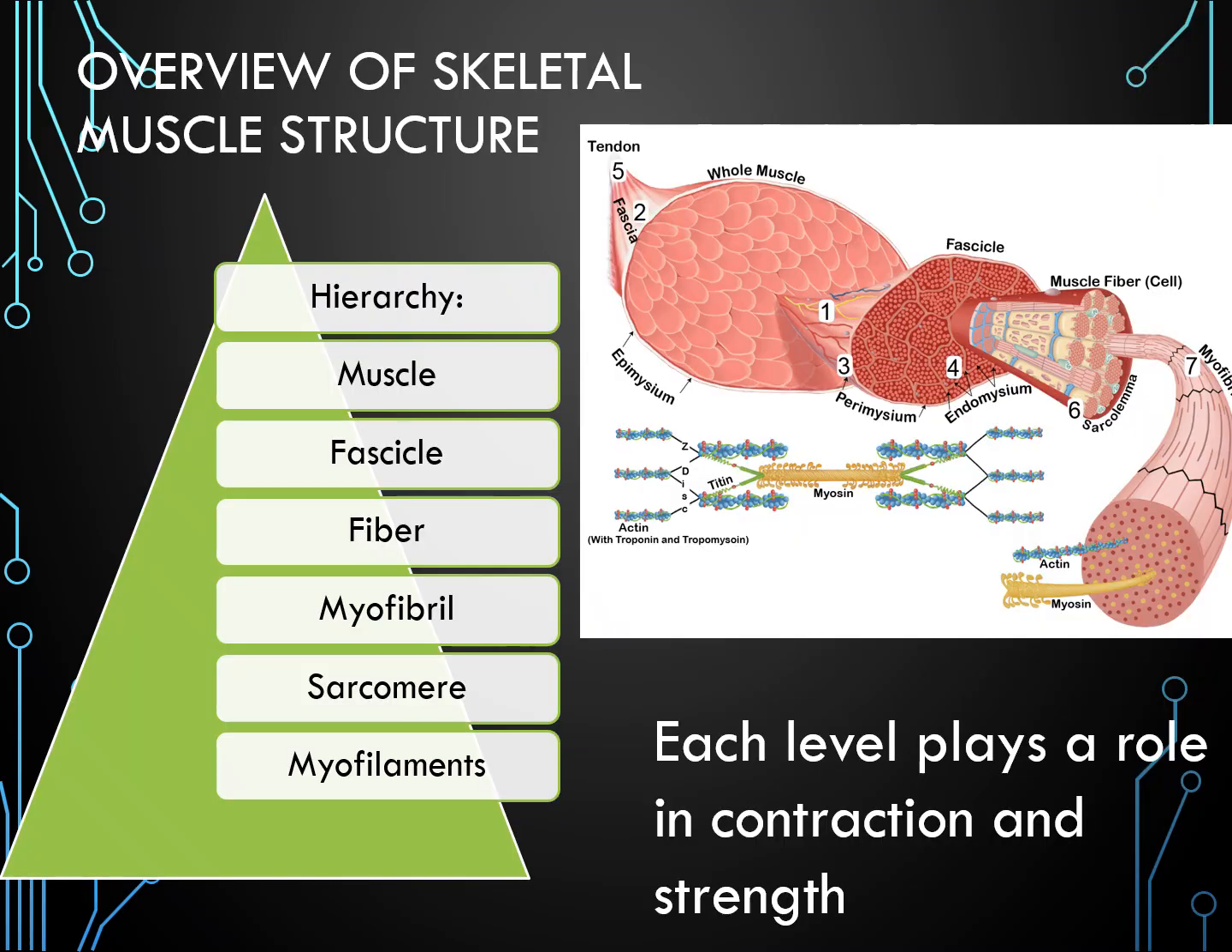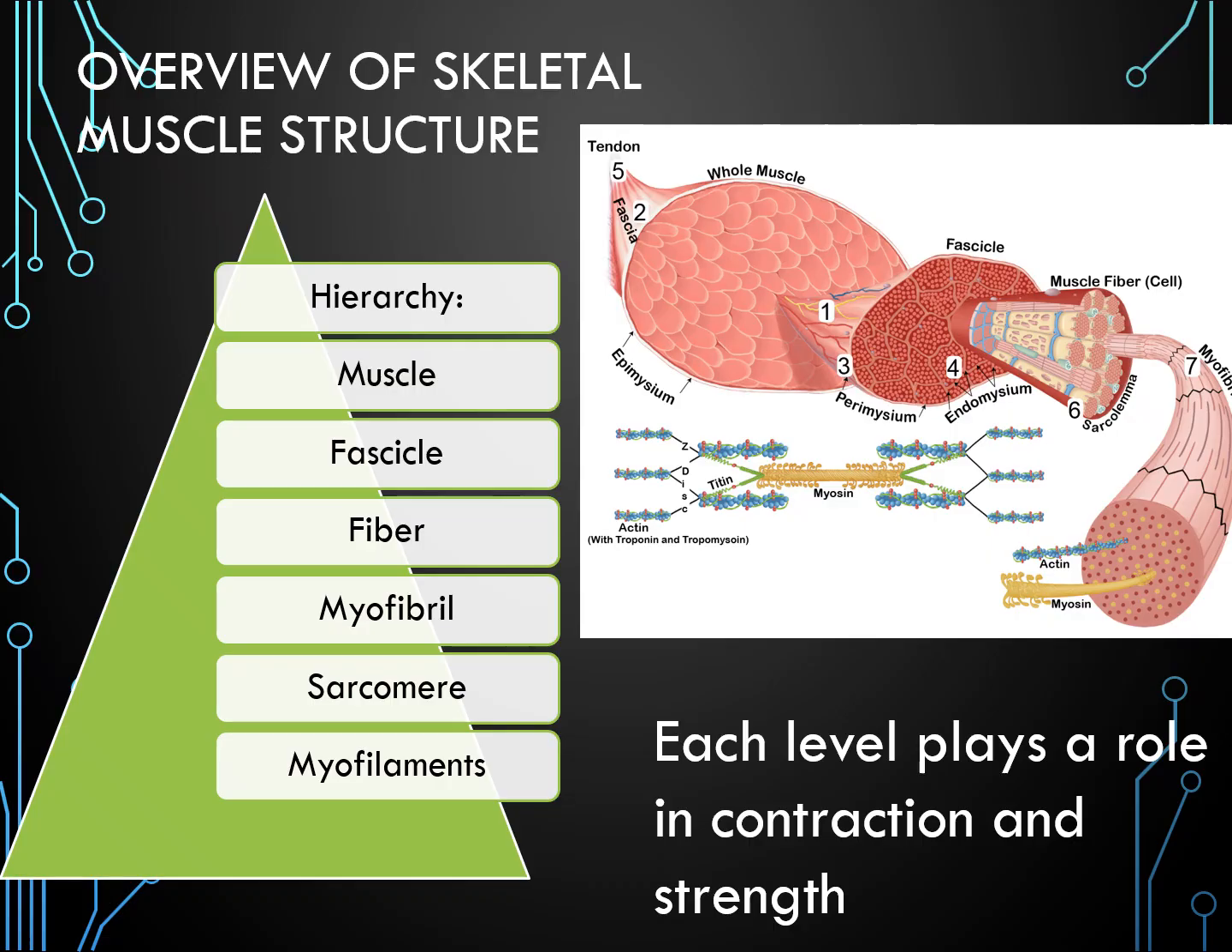Skeletal muscle is organized much like a set of nested Russian dolls, with several layers working together to create movement. Each level plays a critical role in the muscle's ability to contract and generate force. Let's break it down step by step. The muscle itself is the entire organ, such as our biceps or quadriceps. It's wrapped in a protective layer called the epimysium. Within the muscle are fascicles, which are bundles of muscle fibers surrounded by perimysium.